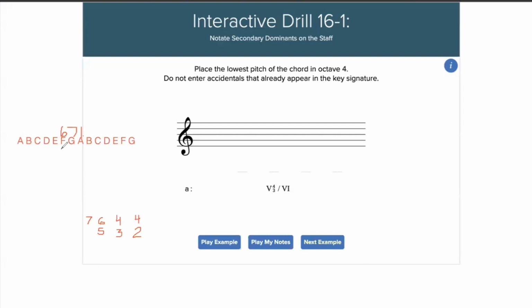Okay, in this example, they want a 5-4-3 of 6. We're in the key of A minor. So if A is my 1, some kind of F is going to be my 6. And the 5 of F is going to be C. So my notes are going to be C, E, G, and B. I'm going to listen to my notes to see what register to put them in.